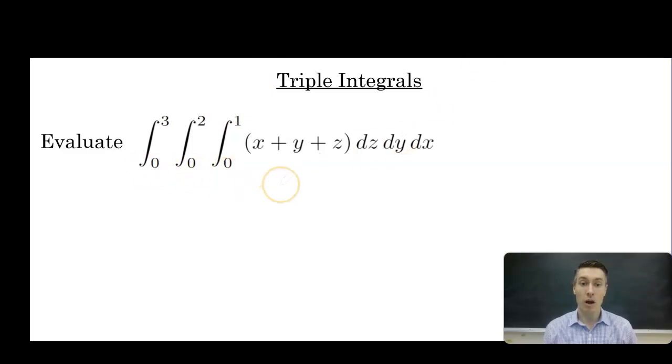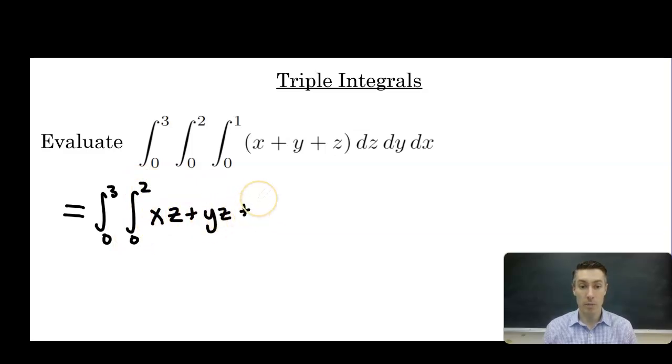So we have the integral of x plus y plus z in the order dz, dy, dx. So the process doesn't change much compared to double integration. We just have an extra round of integration to complete. So we'll start by integrating with respect to z. So we get the integral from 0 to 3, integral from 0 to 2 of xz plus yz plus 1/2 z squared. Evaluate that from 0 to 1, dy dx.